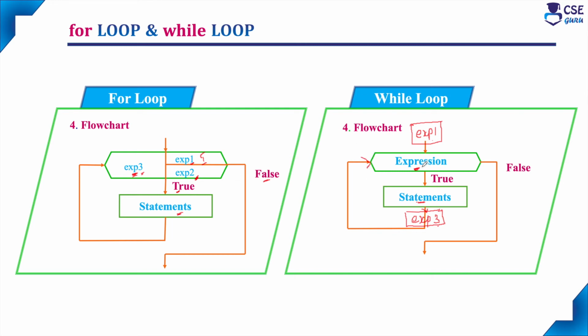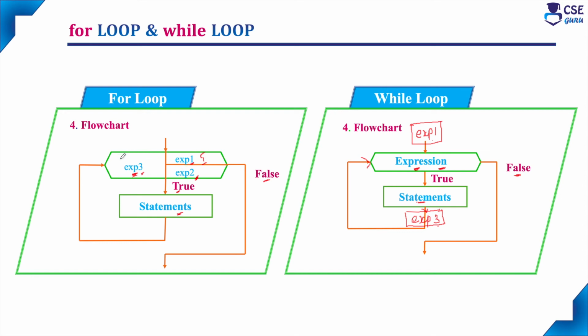This is expression 2. Again, if the condition is evaluated to true, it will allow the body of the loop to execute one more time. At the end of the body of the loop, the variable value will get updated with expression 3. Then again, it will go to the condition evaluation. If the condition is evaluated to true, this process continues as long as expression 2 evaluates to true. That is the while loop expression. At any point of time, if this expression is evaluated to false, the loop will exit.